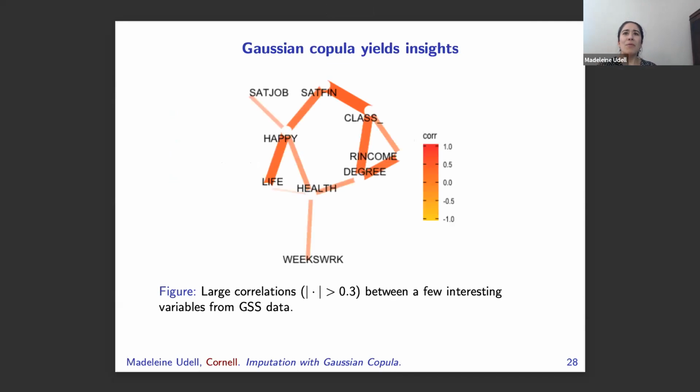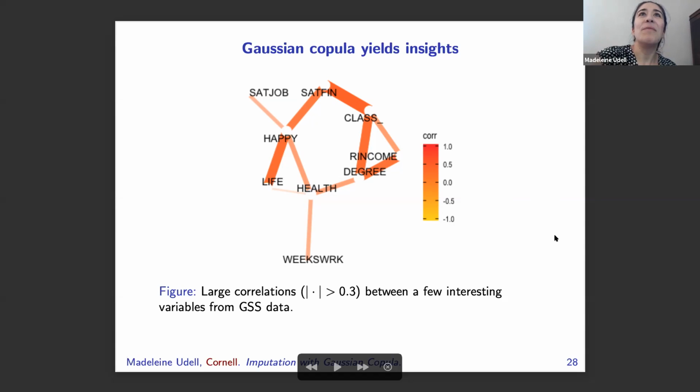You can get some cool insights from this. Once you fit your Gaussian Copula model, you have correlations between every variable. In particular, you can ask which correlations are large. On this data set, you can conclude that people's happiness depends most on their satisfaction with their life, their level of health, their satisfaction with their finances, and their satisfaction with their job. Notice that it doesn't depend directly on income, except through their satisfaction with their finances.